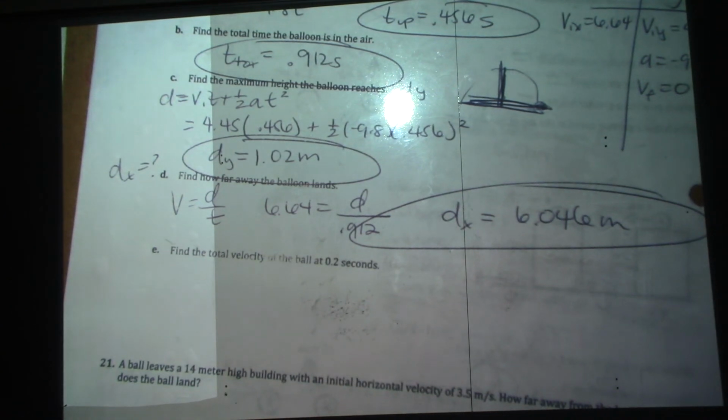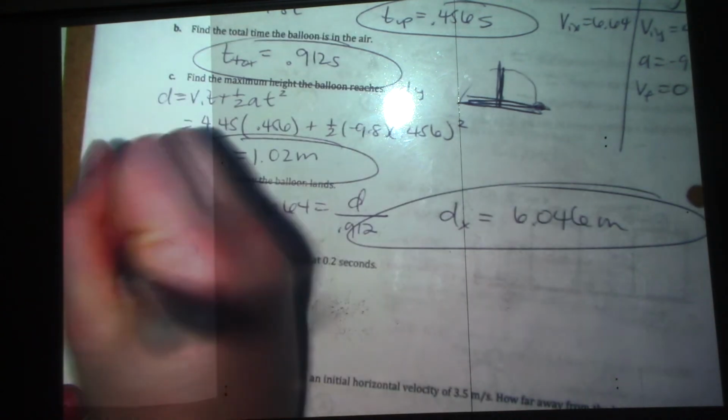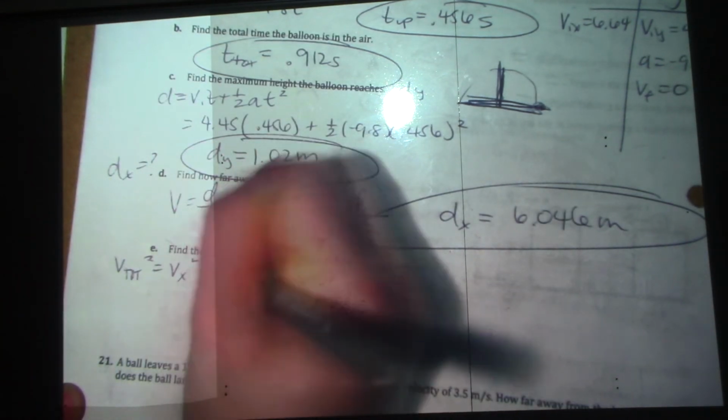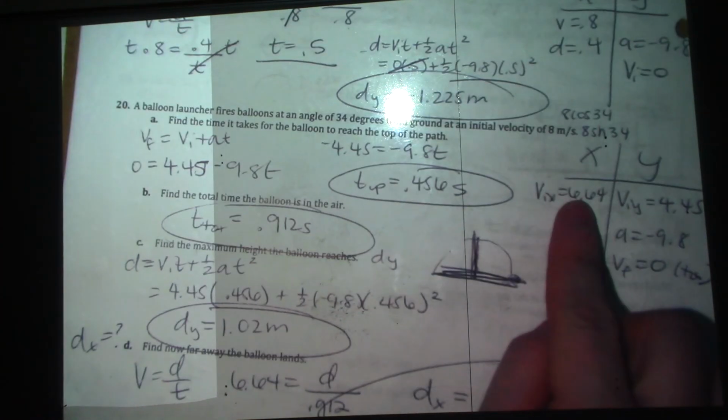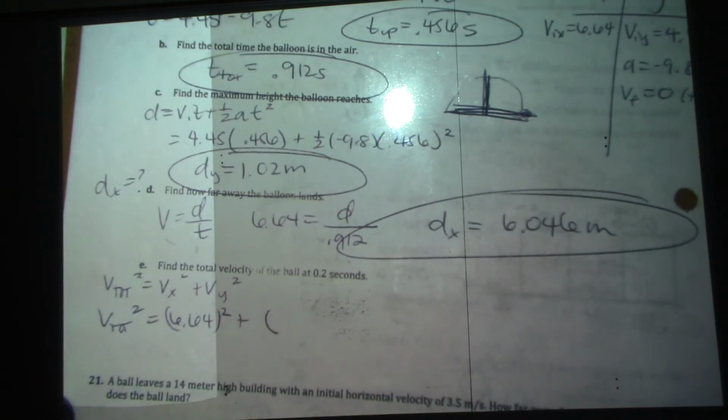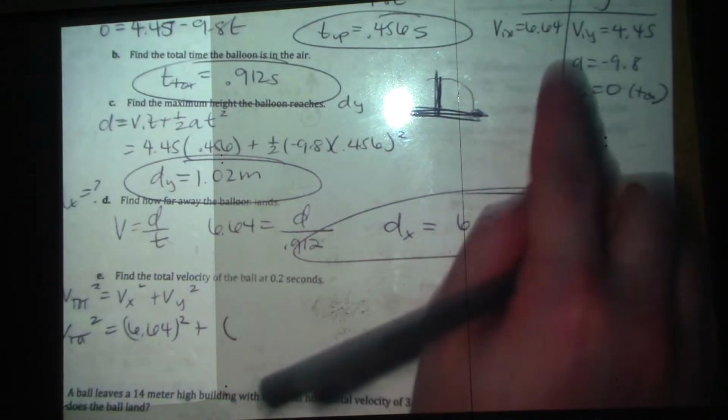And the total velocity at 0.2 seconds. So I know I'm going to use v total squared equals v_x squared plus v_y squared. I already know v_x because it's not changing, right? It's going to stay this because it's constant. And then now I need to know what v_y is. I do not know v_y at 0.2 seconds. I know v_y at the very, very beginning. That is not the same thing.